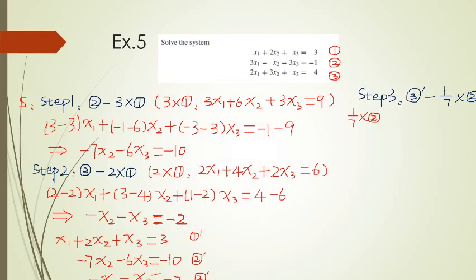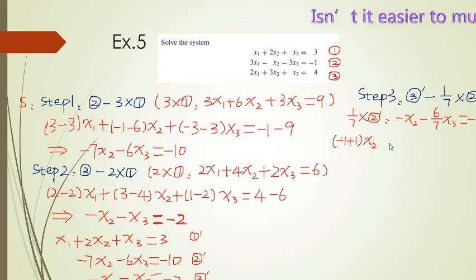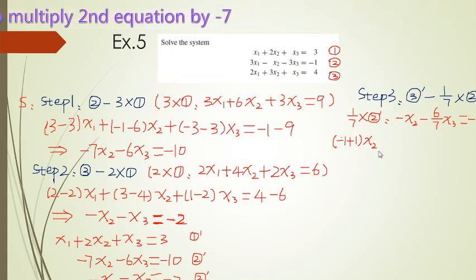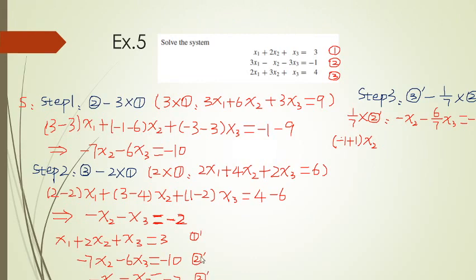1/7 times the second equation. So that is minus x2 minus 6/7 x3 equals minus 10/7, right? Then this new third equation minus this one. For x2, that becomes minus 1, minus plus, right? I will base it on the second equation to do 1/7. I will explain why later.